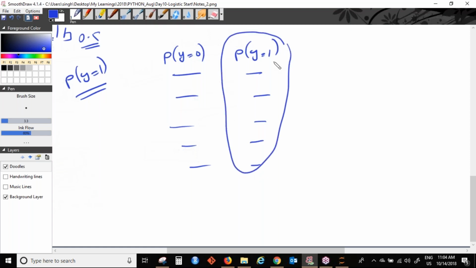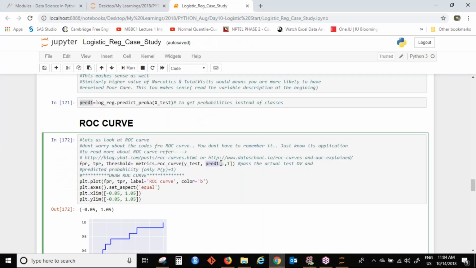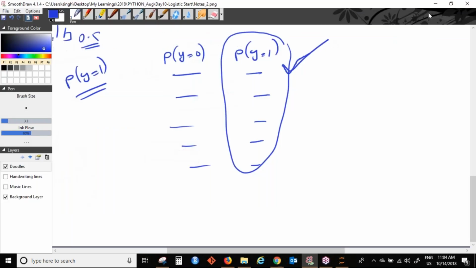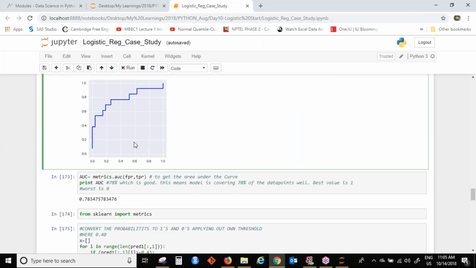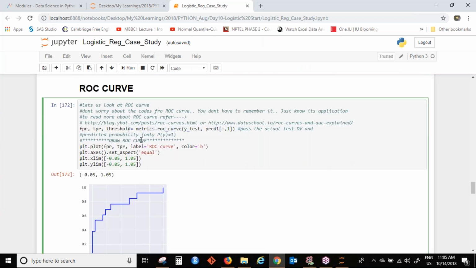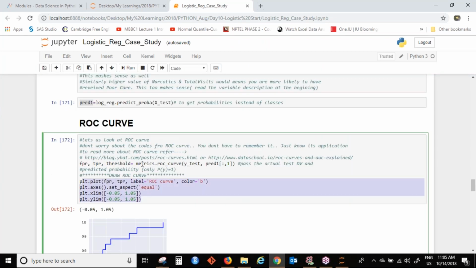How will I select this one? I will use normal index operation. That is why I have selected the first column. First means the second one basically, because the index starts from 0. So this one means the second column, which is this. This column I have selected, and that I am passing to the metrics.roc_curve function to get the ROC curve. Do you follow this, guys? And these are just labels that I have given.